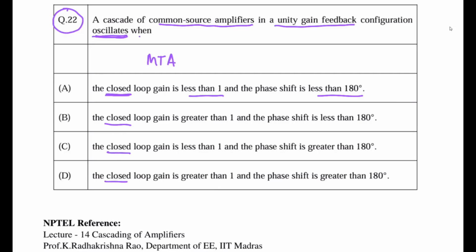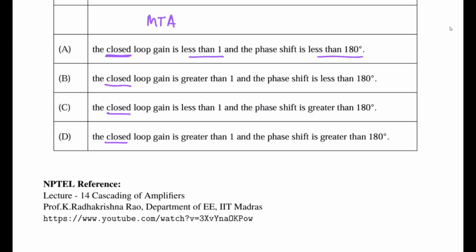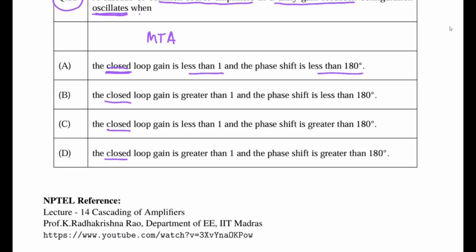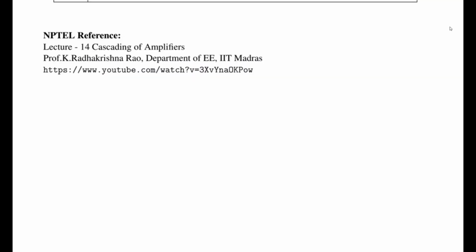So I'll solve this question. I will remove this closed term. The options become: the loop gain is less than 1, and so on. This question is based on the Barkhausen criterion for oscillations.